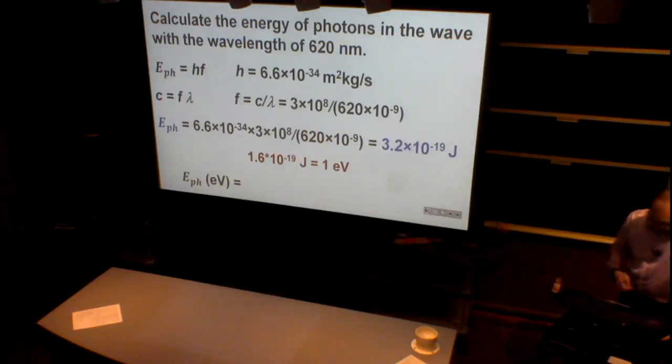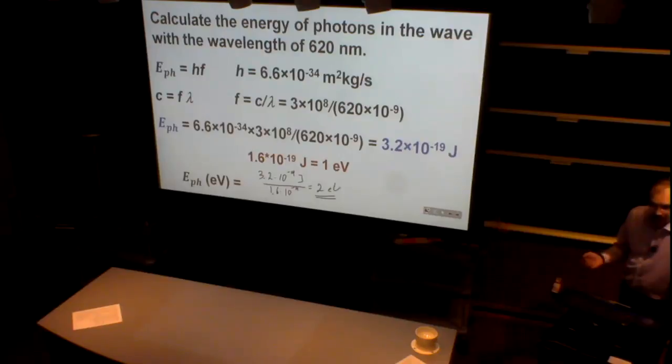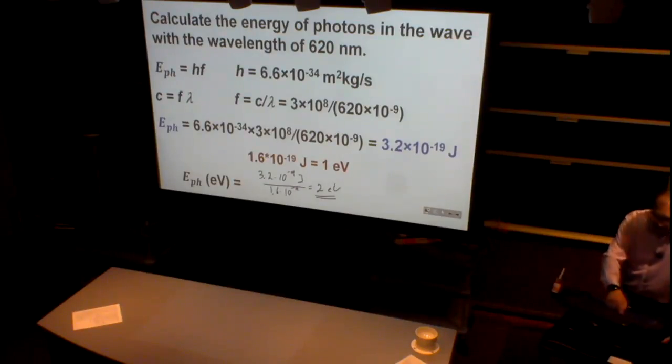So now we can finish this calculation. What will be the amount of energy of this photon, not in joules, but in electron volts? What we have to do is calculate this joules divided by conversion factor, which is 1.6 times 10 to the negative 19, 2 electron volts. And of course, 2 is a much simpler number to comprehend than 10 to the negative 19. That's why we used electron volts.